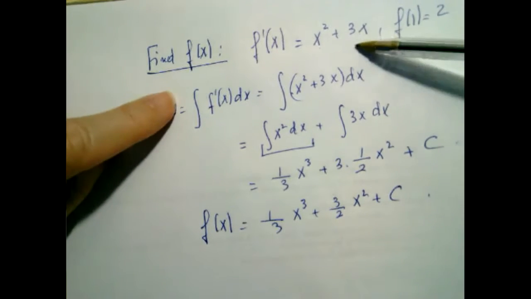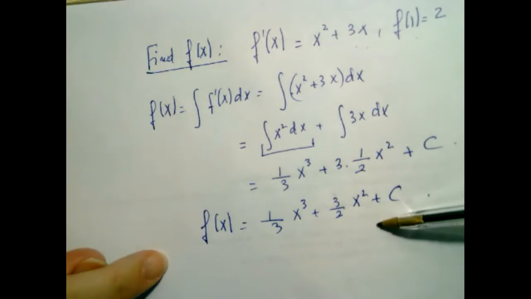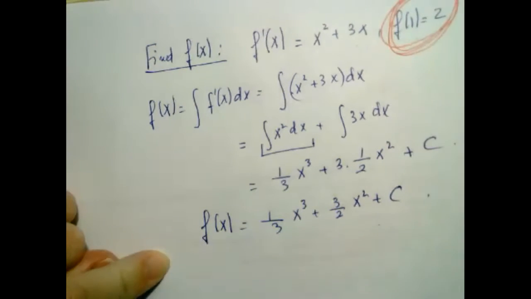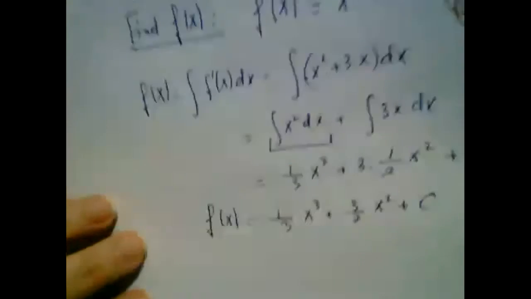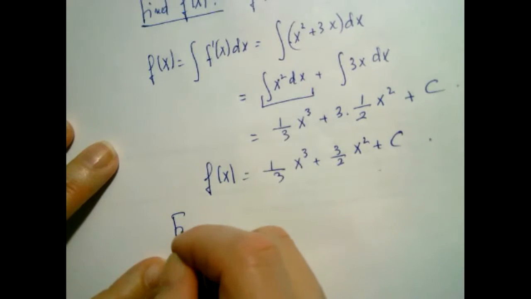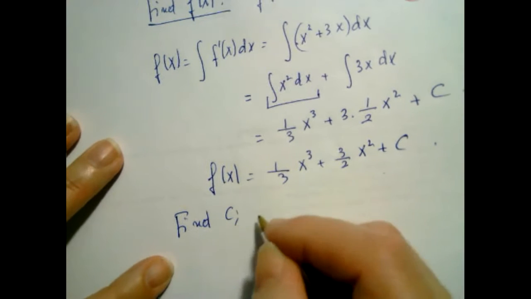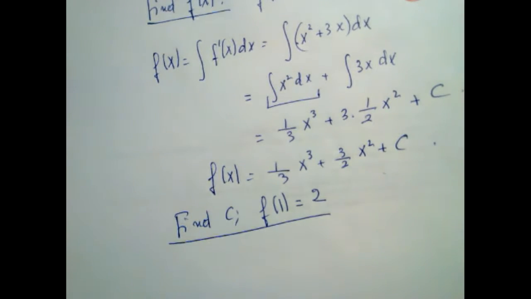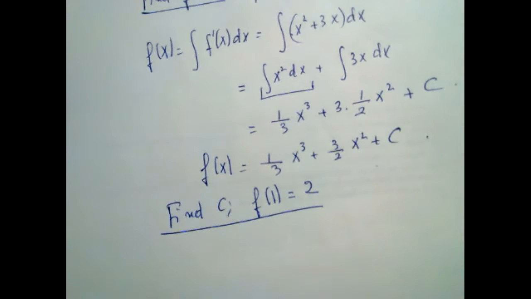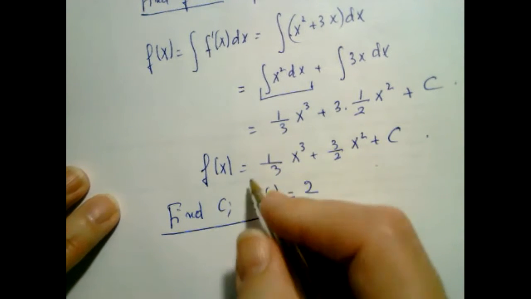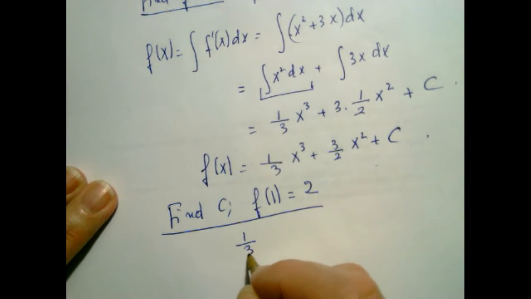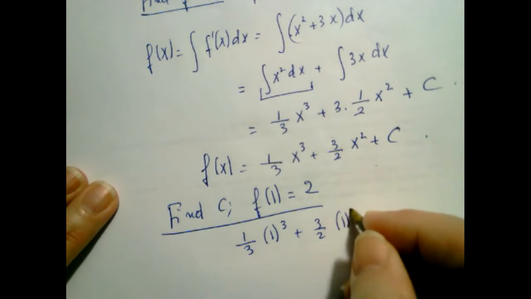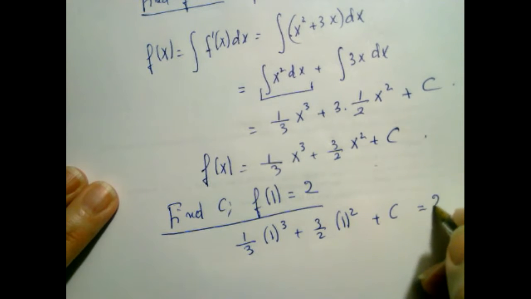So every function whose derivative is x squared plus 3x has this form, up to a constant. But now of all of them, I want the one that satisfies this condition. So now we're going to find the c such that my function will take 1 to 2. It means I plug in 1 for x, and that's equal to 2. So what is f of 1? I plug in 1 in the expression. It means a third, 1 to the power 3, plus 3/2, 1 squared, plus c equal to 2.